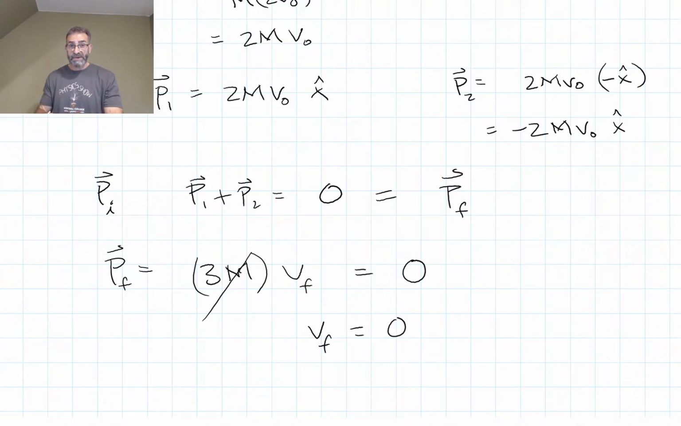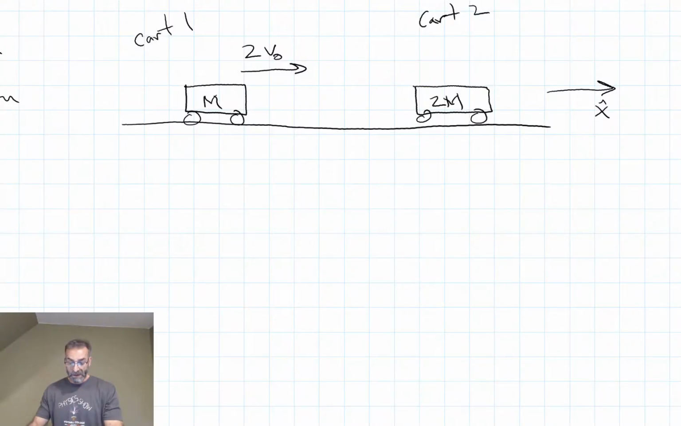Let's make it a little more interesting. Let's have both of these carts going in the same direction. This time, cart 1 is doing the exact same thing, moving to the right with a speed of 2v0. Cart 2 is also going to be moving to the right with a speed of v0. So cart 1 is catching up to cart 2, and it's going to crash into cart 2 and stick to it, and the two will move together.